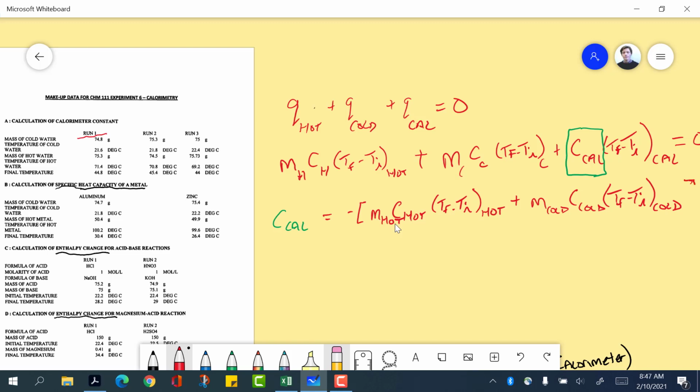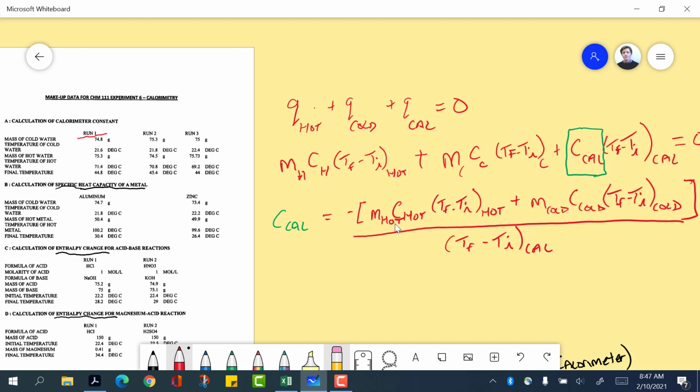Of course, we subtracted that all to the other side there, and all of this would be divided by the final temperature minus the initial temperature of the calorimeter. Now, since the cold water is sitting inside the calorimeter, the initial temperature of the calorimeter and the initial temperature of the cold water are going to be the same.